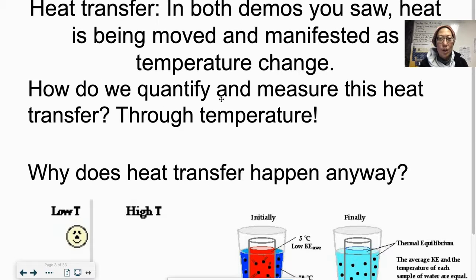All right, so in both of those demonstrations, heat is being moved and manifested as a temperature change, okay? We can see the heat transfer through a temperature change. How do we quantify this and measure the heat transfer? So this is through temperature, okay? But we want to first understand why this heat transfer happens, okay? Why is it that we end up with heat going from a hotter object to a colder object?